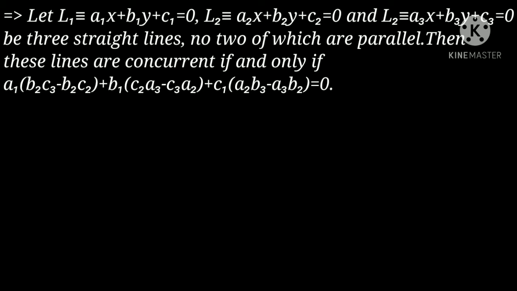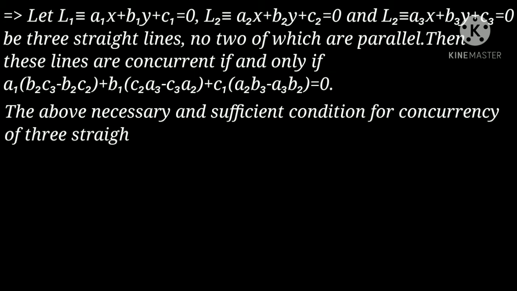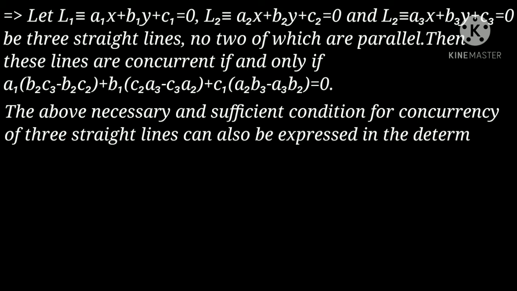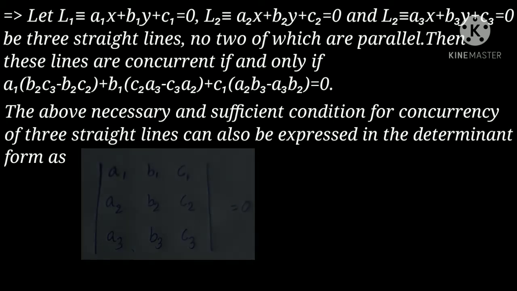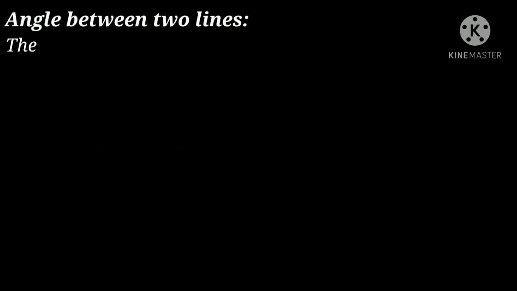And also let L1 identically equal to a1x plus b1y plus c1 equal to 0, L2 identically equal to a2x plus b2y plus c2 equal to 0, and L3 identically equal to a3x plus b3y plus c3 equal to 0 be three straight lines. Note two of them are parallel. Then these lines are concurrent if and only if the determinant of a1 b1 c1, a2 b2 c2, a3 b3 c3 is equal to 0. This is another method. Next, angle between two lines.